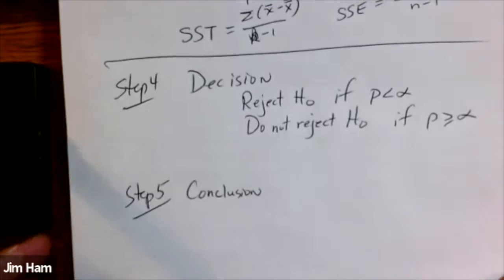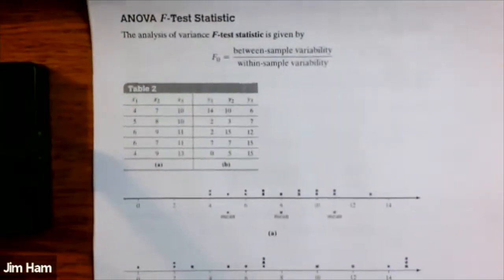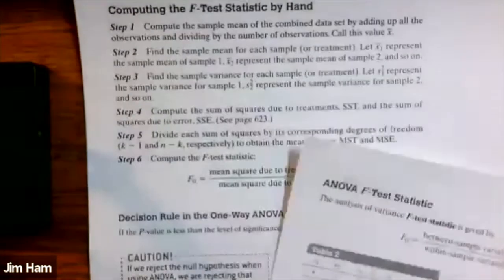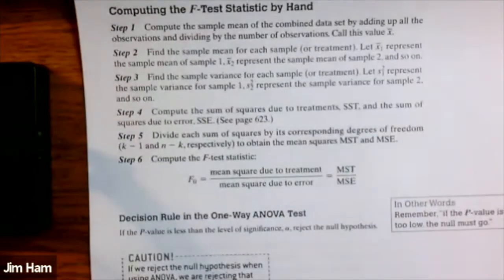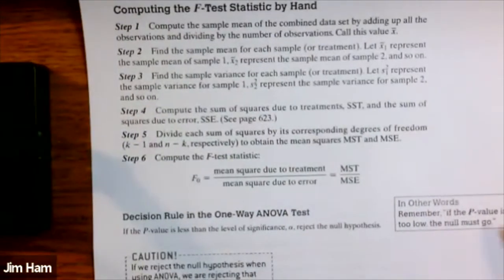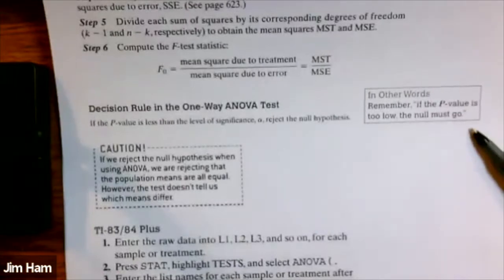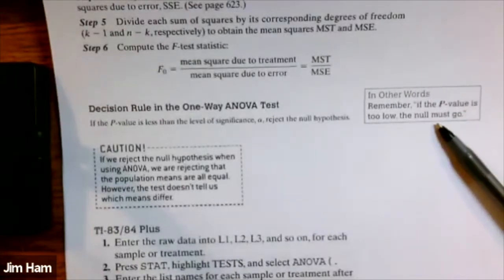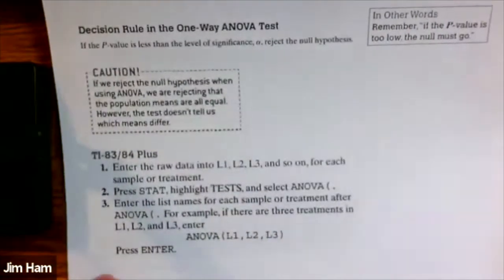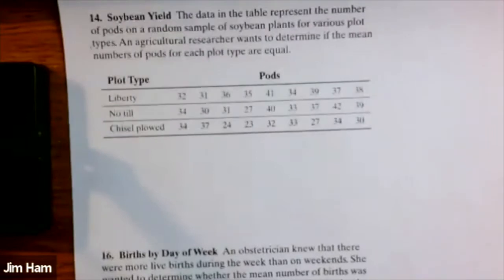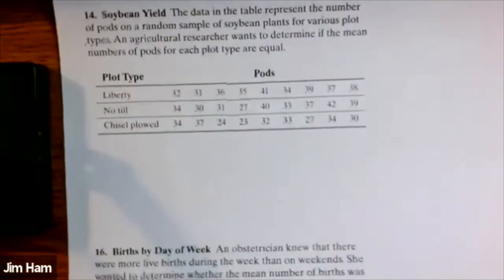All right, so let's apply this to a problem now. I think I defined most of this stuff. If the p-value is low, the null must go. Okay, and then here's the calculator. I think I've given you this already. But on the last page, you have a couple of examples.